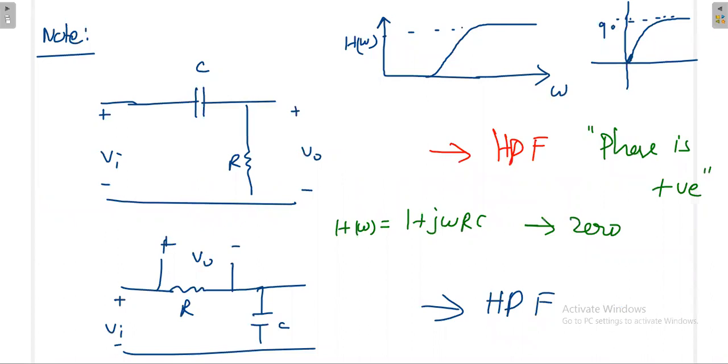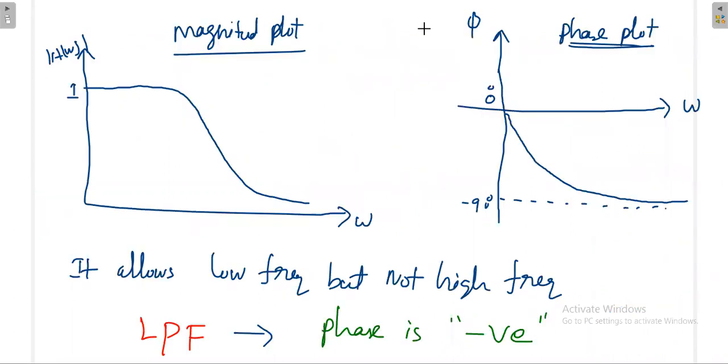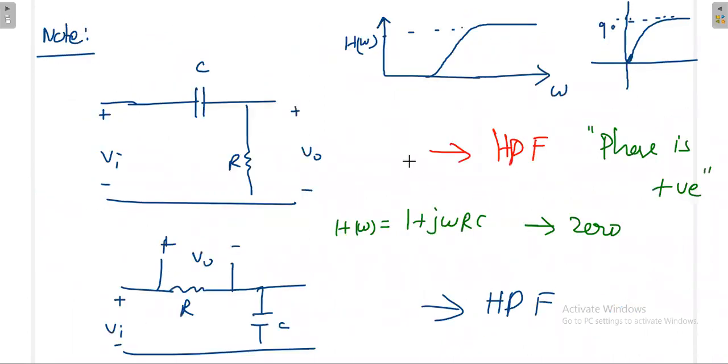That means, if you have multiple zeros and poles, suppose the poles are near the origin, then that is a low pass filter. If the zero is near the origin, then that is a high pass filter. This and all we'll see in detail in control systems. Okay, so we'll proceed further. We'll take another example.